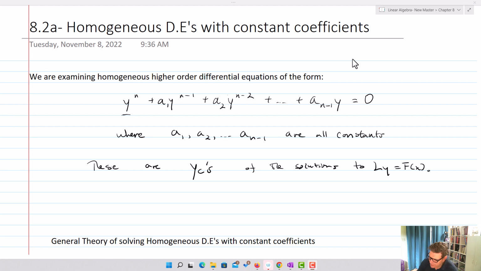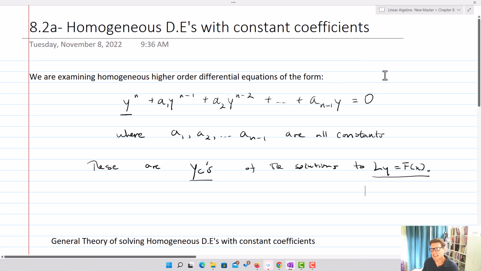So what we have now is a set of differential equations, y sub n plus a1 y sub n minus 1 plus a2 y sub n minus 2 plus, and then go all the way down to a sub n minus 1 y, and that'll be set equal to 0. And then a1 through a sub n minus 1 are all going to be constants. So that's a requirement for us, okay? And we just want to represent that these are going to end up being our y_c's. So they're going to be the solutions to their own systems, but at the same time, they're also going to be a part of the work when we actually solve non-homogeneous differential equations, okay?